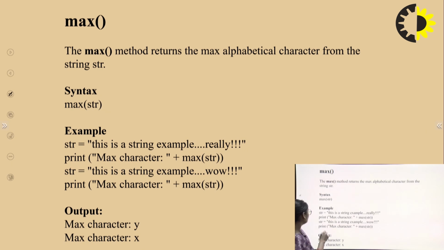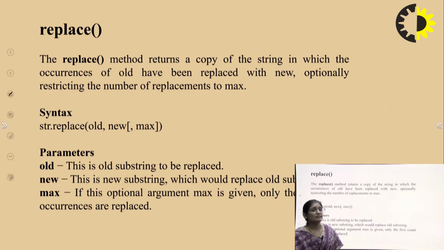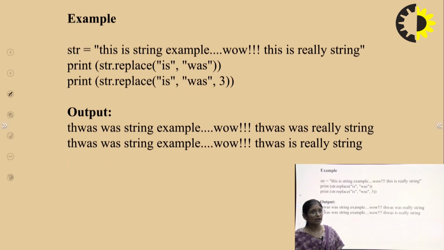For example, the string is "this is a string example....really". So print the max character. What are the max characters? The max character is y and the next max character is x. The min method returns the minimum alphabetical character from the string. The replace method returns a copy of the string in which the occurrences of old have been replaced with new, optionally restricting the number of replacements to max.